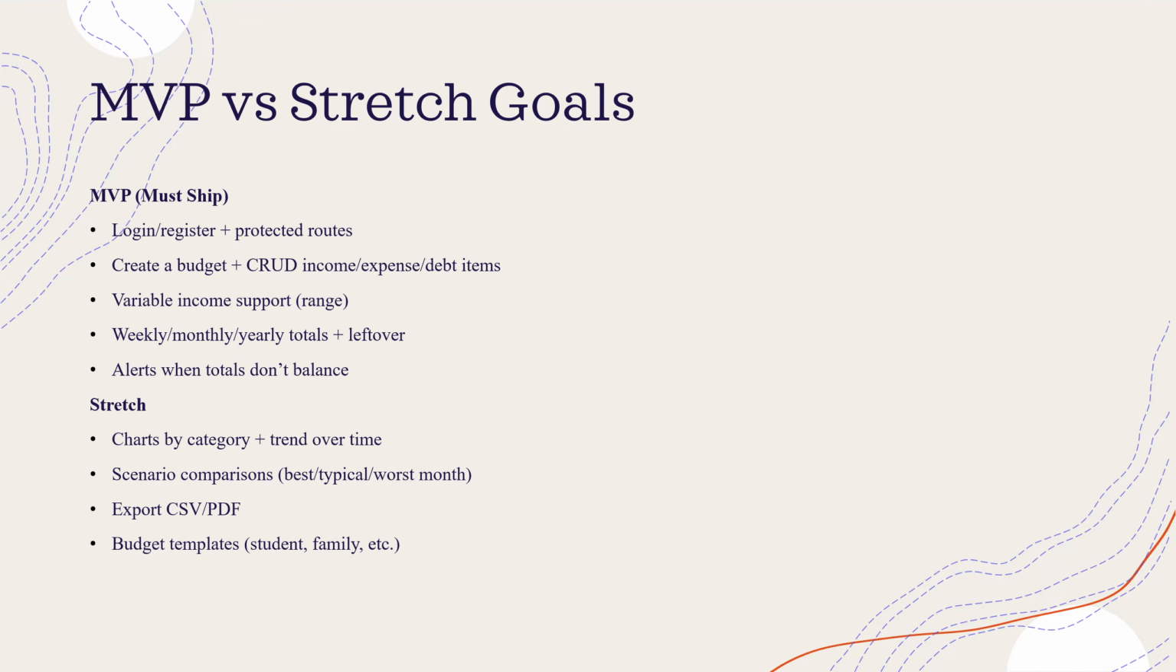My MVP is intentionally small and buildable: authentication, full CRUD on the main objects, variable income handling, and accurate summaries with alerts. Stretch goals are visualization and scenario comparison, but only after the MVP is stable.